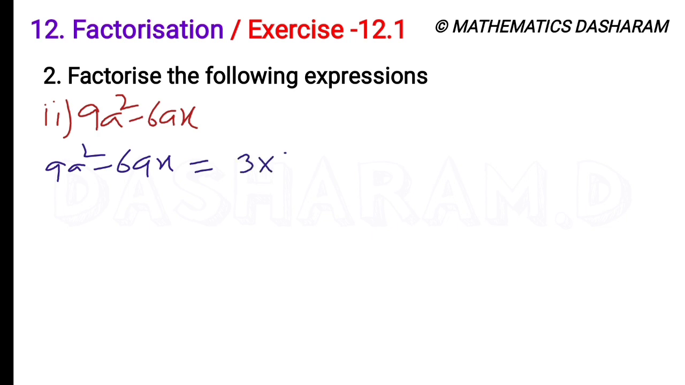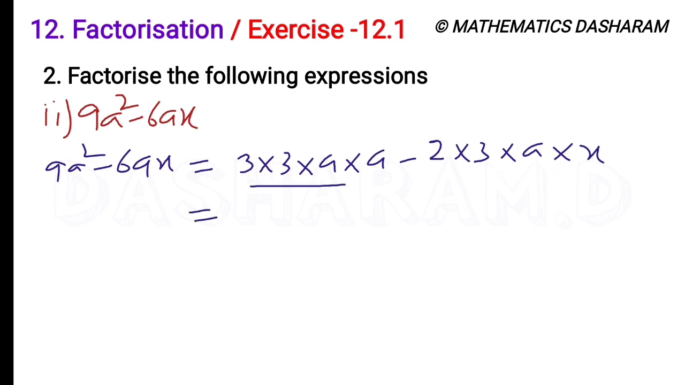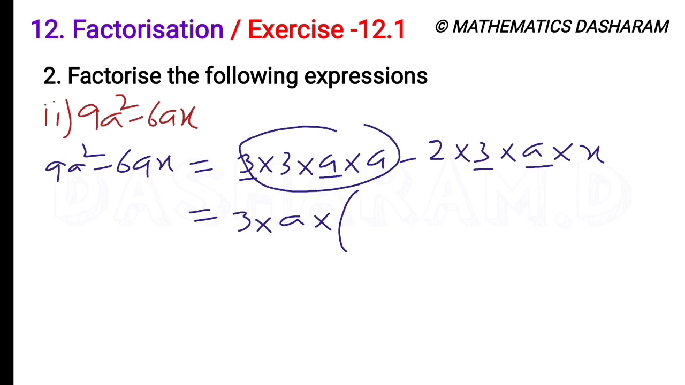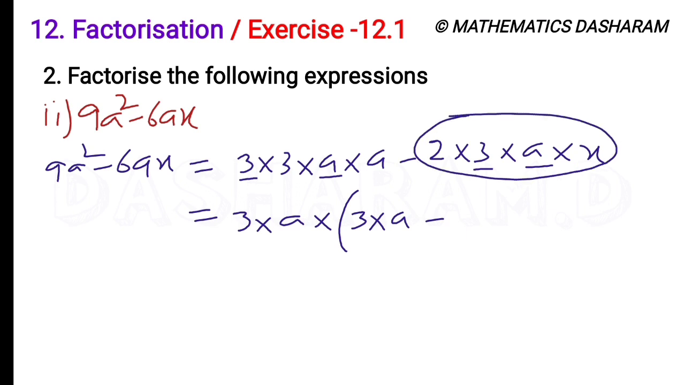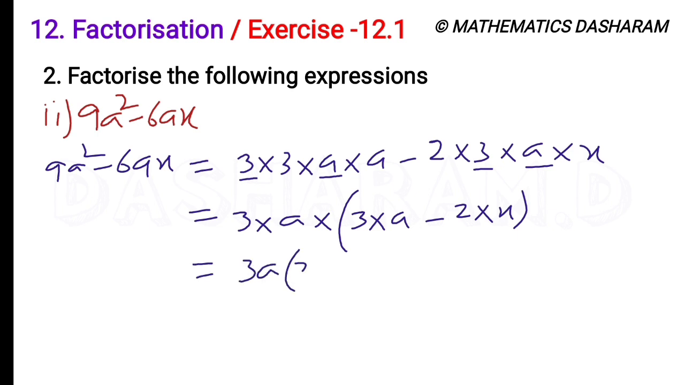9a square equals 3 into 3 into a minus 6ax, 2 into 3 into a into x. Now from these two terms, the common is 1 3 common, next 1 a common. Is there any other commons? No. So into, now take the bracket, remaining terms from this first term, what are they? 3 into a minus remaining terms from the second, what are they? 2 into x. So then it is equal to 3a, bracket of 3a minus 2x.